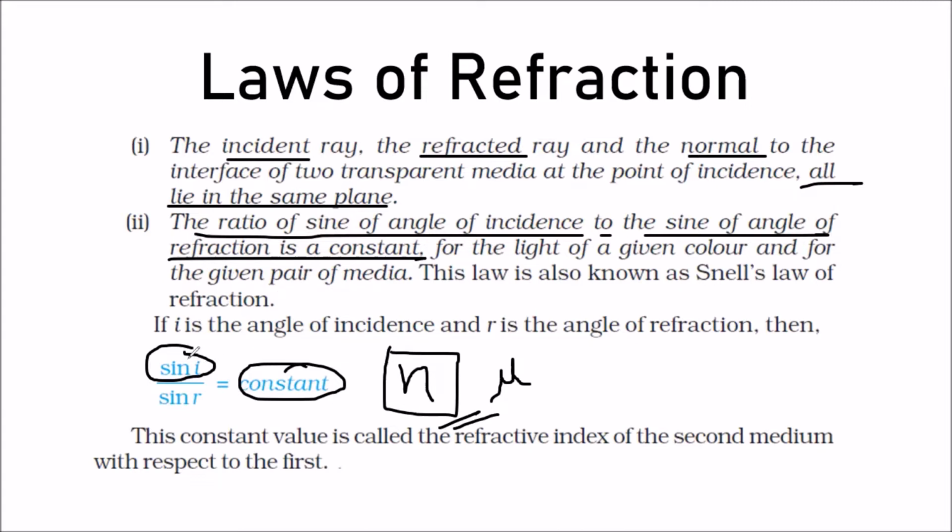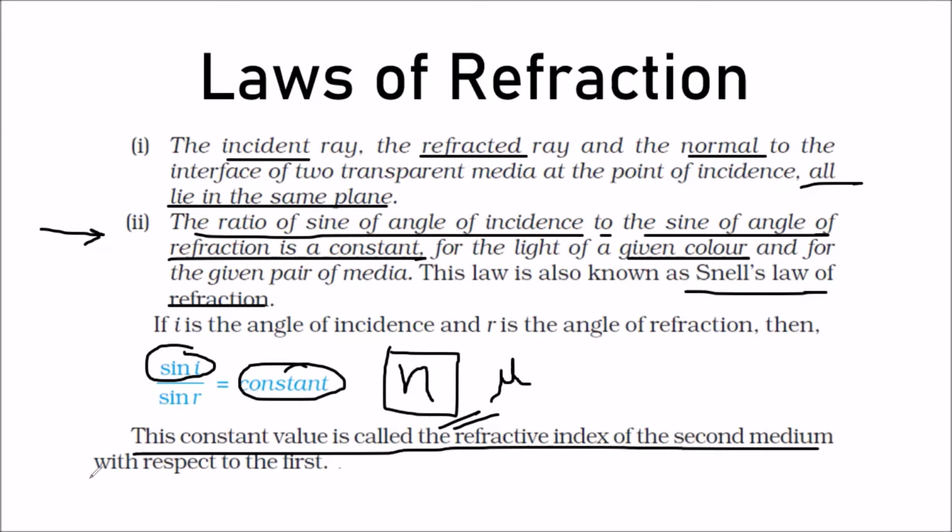It's the ratio of sine of angle of incidence to sine of angle of refraction, and this is also the second law of refraction, which says the ratio of sine of i to sine of r is a constant for light of a given color and for a given pair of media. Many a time students are not aware of what exactly Snell's law is. This second law of refraction is also referred to as Snell's law of refraction. The constant value is called the refractive index of the second medium with respect to the first medium.